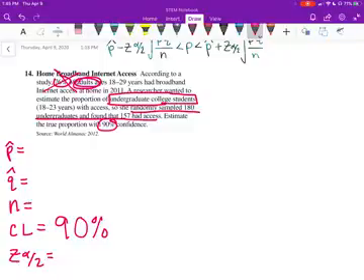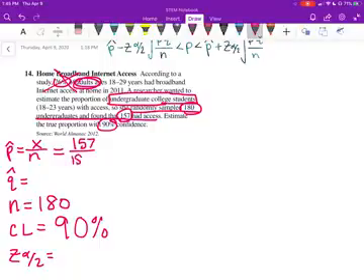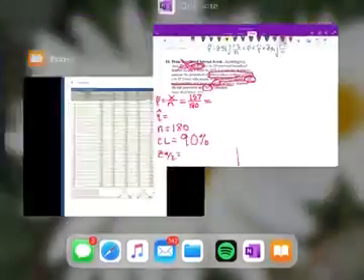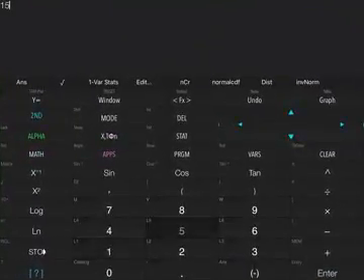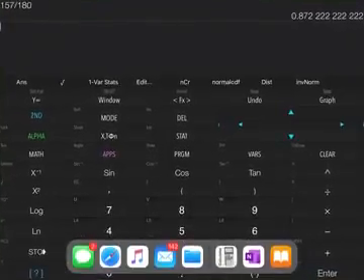So p-hat, they don't give us a percentage for p-hat, so we have to find it. Remember, p-hat is x over n, and she randomly sampled 180 undergrads, so that's going to be our n, and found that 157 had access. So 157 is our x, so we have 157 divided by 180. Let's put that in our calculator. 157 divided by 180, 0.872.